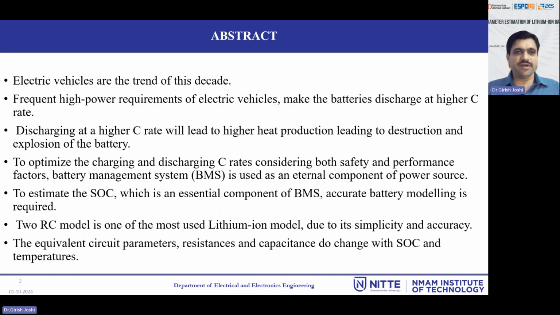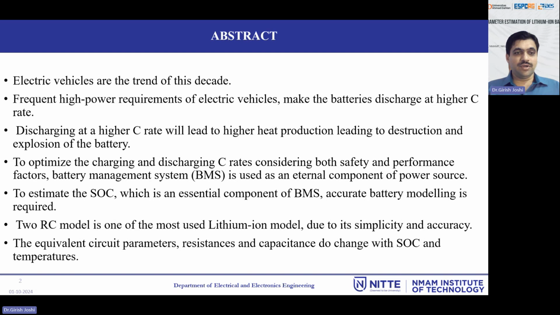Abstract. Electric vehicles are the trends of this decade. Frequent high power requirements of electric vehicles make the batteries discharge at higher C rates. Whenever the vehicle has to climb a particular higher slope, it would expect a higher current to be drawn from the battery. Discharging a battery at higher C rate will lead to higher heat production, leading to destruction and explosion of the battery.